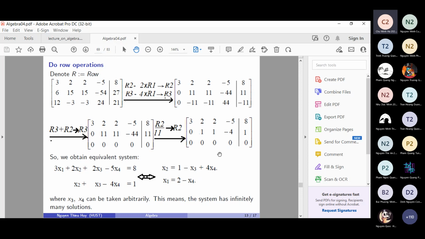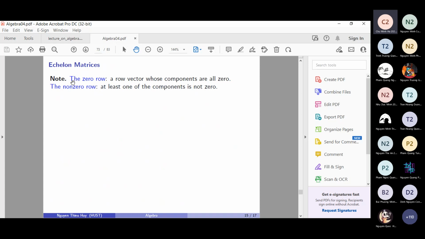Yeah? So we define the following echelon matrices. Before giving you the definition of echelon matrix, I remind you of the notion of zero row. Zero row means that the row vector whose components are all 0. And if one of the components is not 0, then it's called a non-zero row. This means that the row is not a zero row. At least one of the components is not 0, then we call it a non-zero row.